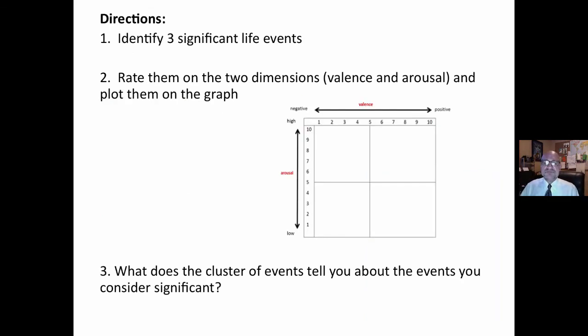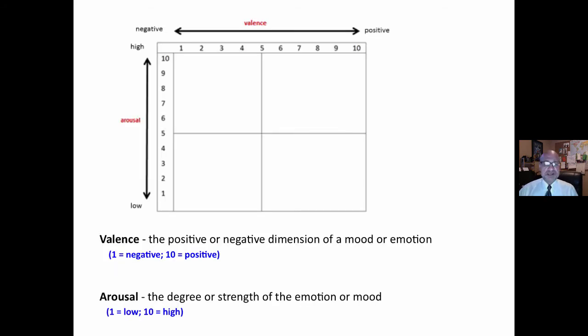Directions: one, identify three significant life events and rate them on the two dimensions of valence and arousal, and I'll show you that in just a minute. And then we see, what does the cluster of events tell you about the events you considered significant? Valence would be the positive or negative dimension of that mood. Was it a positive thing or a negative thing? And arousal, the degree or strength of that emotion.